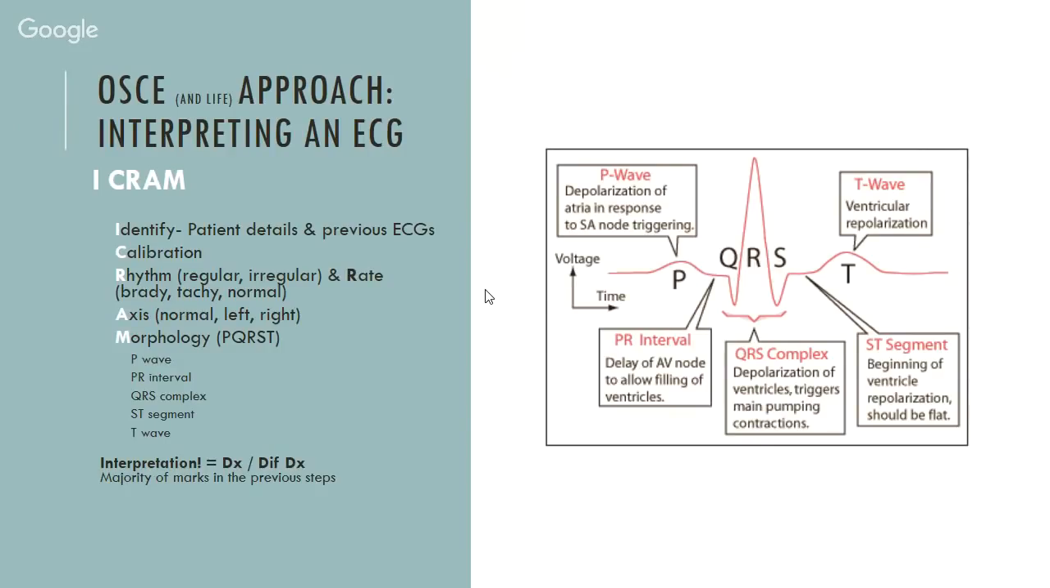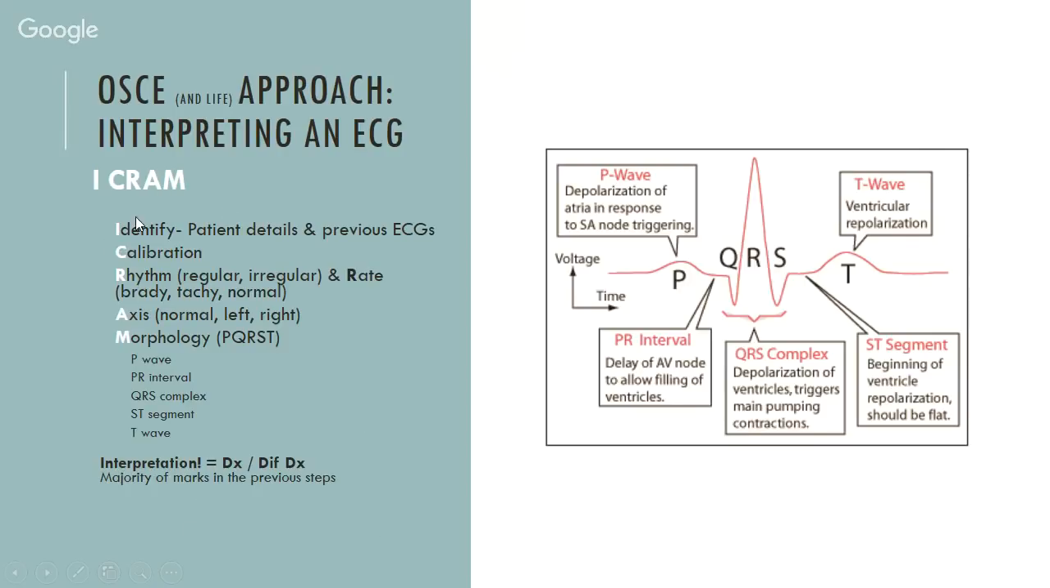So how do you approach an OSCE? There are a lot of ways to do it. This is just one way, a mnemonic, if you like mnemonics. There's ICRAM. So always identify the patient, look for previous ECGs, look to see if it's calibrated, look at the rhythm and rate, look at the axis, and the morphology is going through systematically looking for P, PR, QRS, ST, and T wave. And the last step is interpretation.